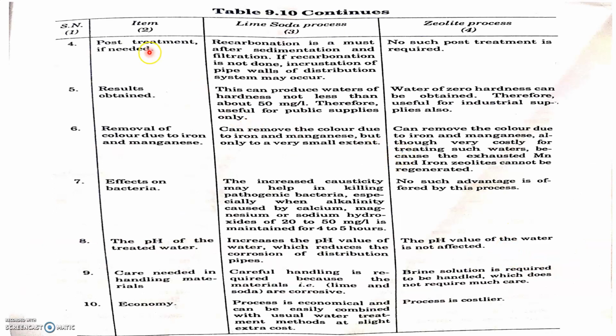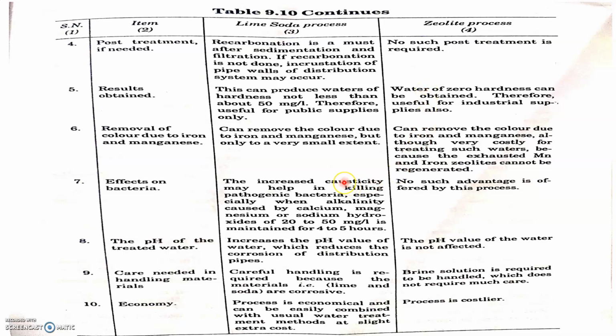Next one, post treatment requirement. You don't require any post treatment here because there is no sludge formation. In the lime soda process you require a post treatment process like a sedimentation tank or a filter, because there is sludge generation. Obtained results: here you have turbidity that is less than 50 mg per liter. Here you don't have that, because hardness is zero.